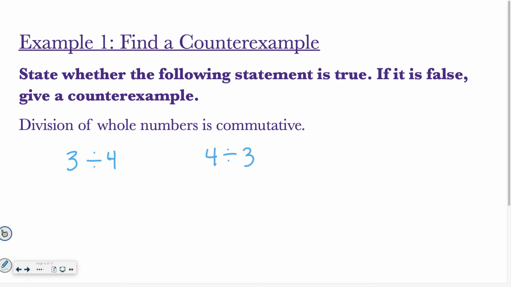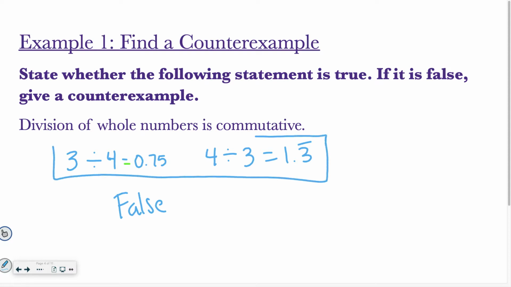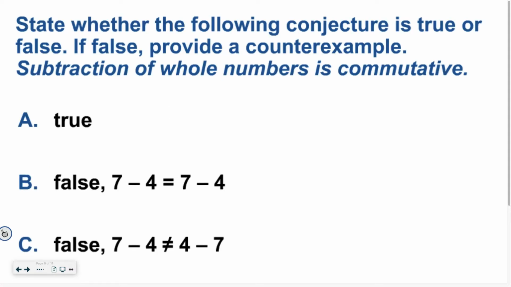So I want to know, is 3 divided by 4 the same as 4 divided by 3? No. So this is a false statement because this would equal 0.75. This is going to equal 1.3 repeating, okay? And the counterexample would be us listing this example. That proves that the statement is false, okay?